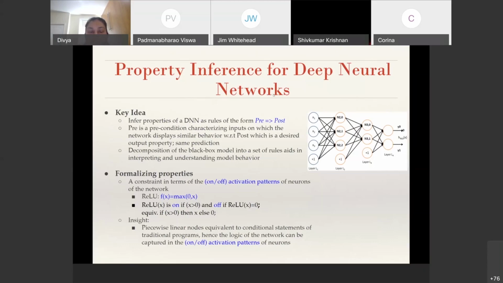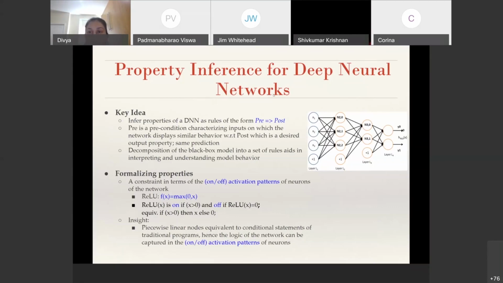The idea here is that decomposition of a complex black box model into a set of rules aids in interpreting and understanding the model behavior better. So the properties that we extract are expressed as constraints in terms of the on-off activation patterns of the neurons of the network. For instance, the rectified linear unit or ReLU activation function is said to be on if the output of the node is greater than 0 and off if it is 0.